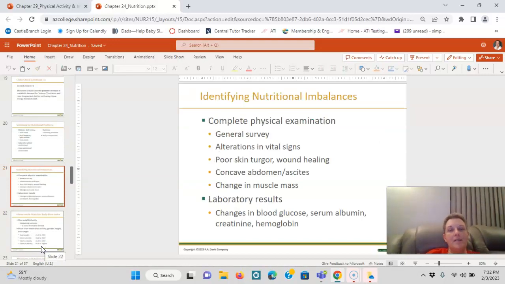Nutritional imbalances, complete physical exam, a general survey, alterations in their vital signs, poor skin turgor, wound healing, concave abdomen, ascites, change in muscle mass. Okay, why do we have you do head-to-toe assessments? Because head-to-toe assessments are pretty important.